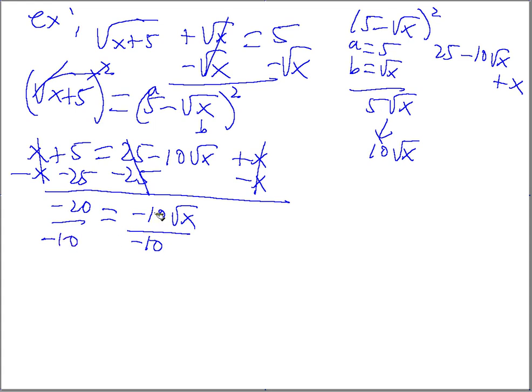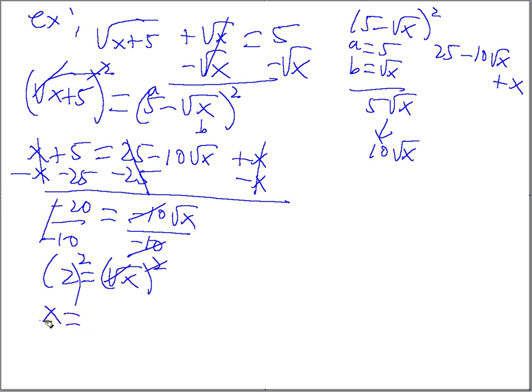Divide by negative 10 on both sides to isolate this root x. So this is going to be positive, right? Positive 2 equal to root x. So now, as you can see, if I square both sides to finish this problem, then you see the final answer being what? Again, that gets rid of the square root.